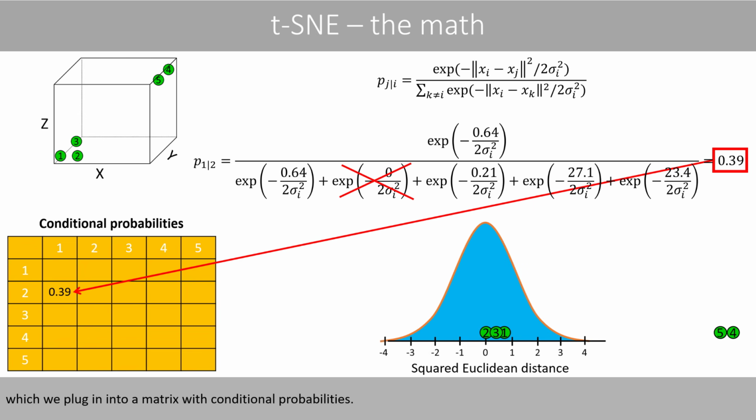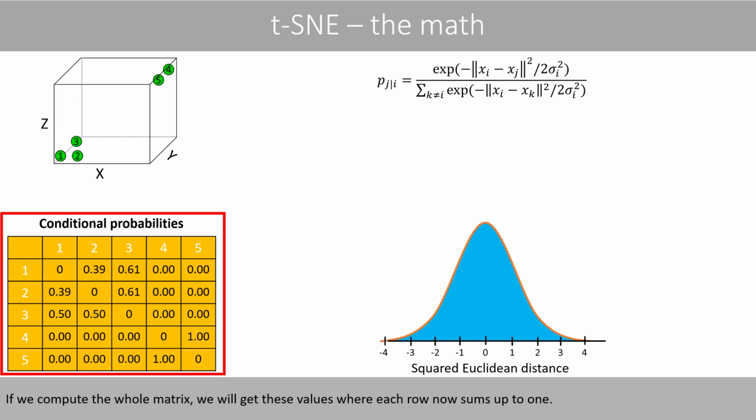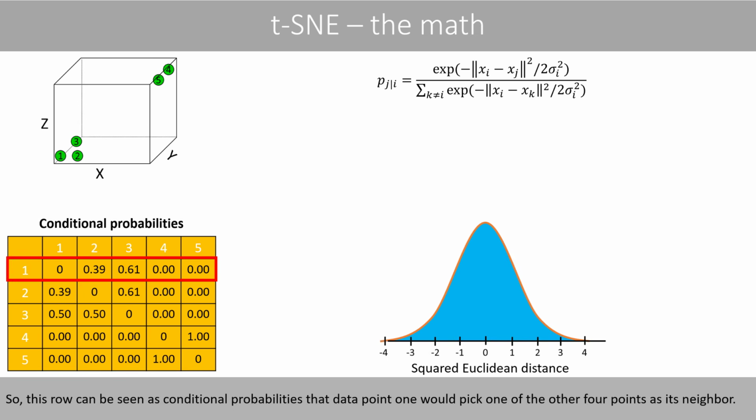If we do the math, we get the value of about 0.39, which we plug into a matrix with conditional probabilities. If we compute the whole matrix, we'll get these values where each row now sums up to 1. So this row can be seen as conditional probabilities that data point 1 would pick one of the other 4 data points as its neighbor.